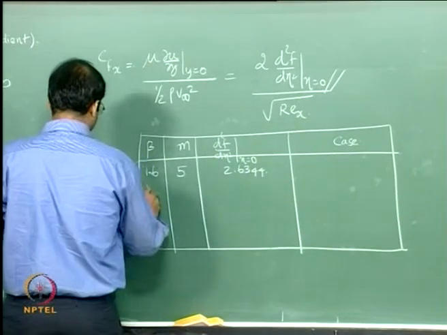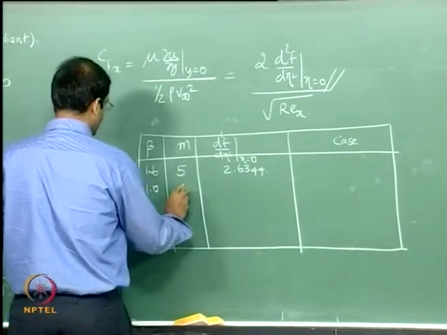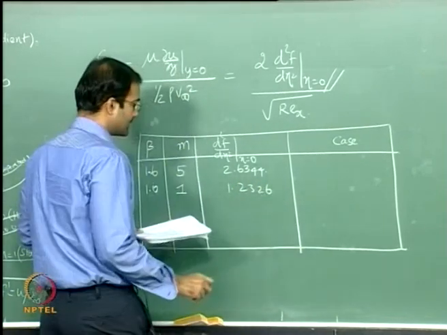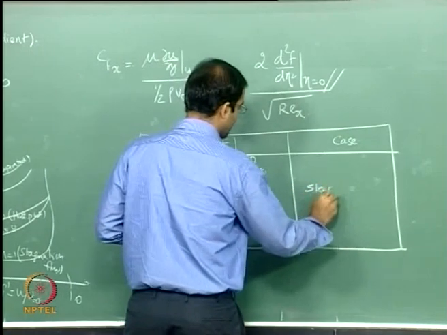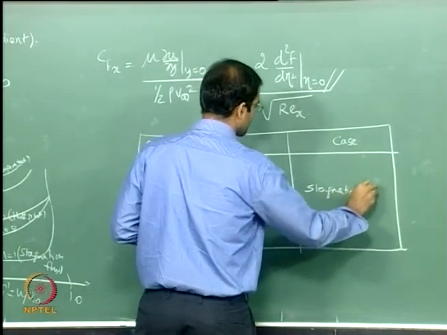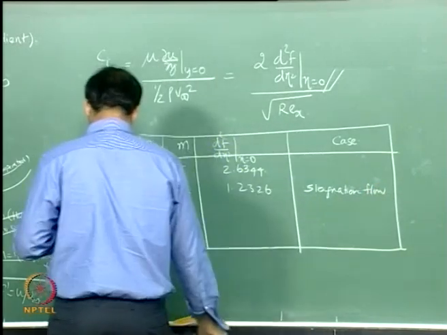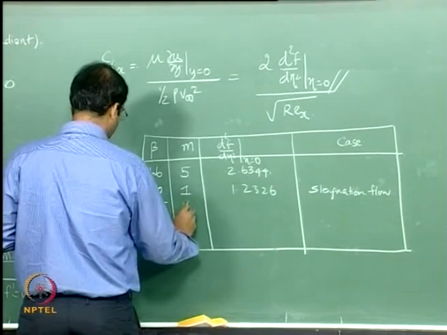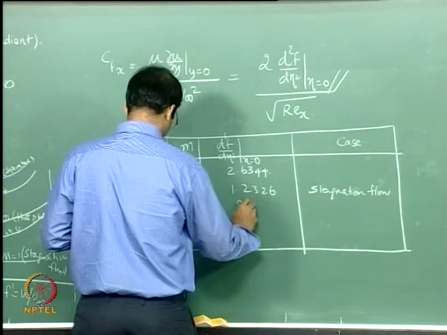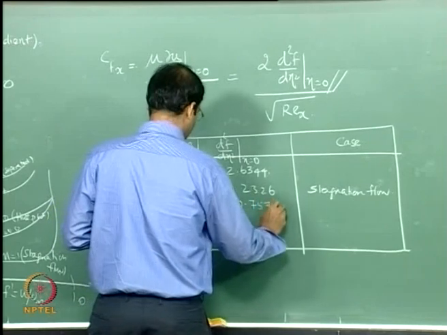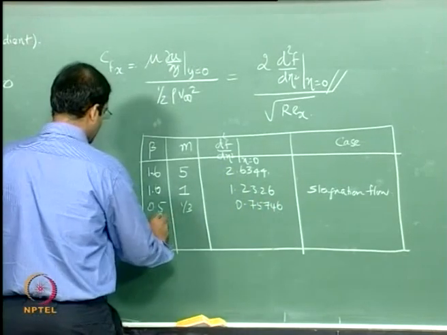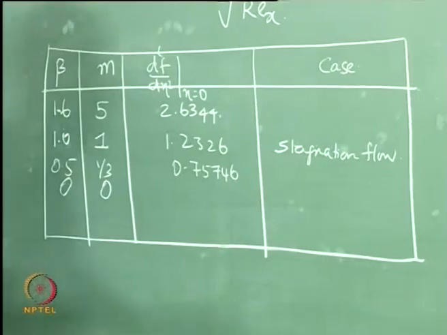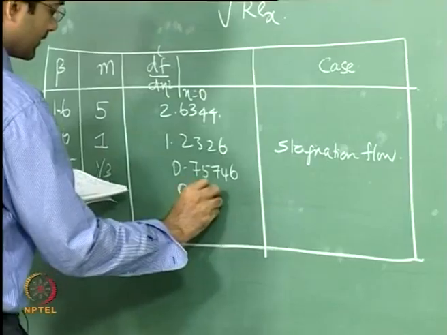And now the case of beta equal to 1, m equal to 1 and 1.2326, what is this case? Stagnation flow. Alright. So beta is 0.5, m is 1 over 3, and the corresponding value is 0.75746. Beta equal to 0, m equal to 0. What will be the value? 0.332. This is the flat plate.